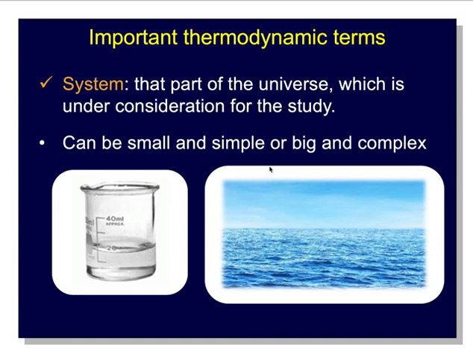On the other hand, a thermodynamic system could be very big and complex. I can even talk about the whole ocean. The whole ocean can be taken as a system. Now you see that it is too big, firstly, and secondly it's very complicated, because it has so many constituents. So theoretically speaking, a system is any part of the universe which is under focus for the study, and it could be simple and small or big and complex.